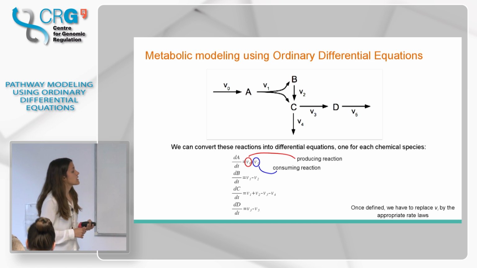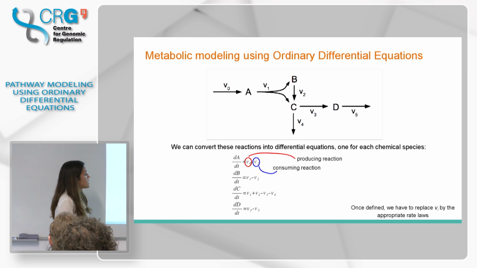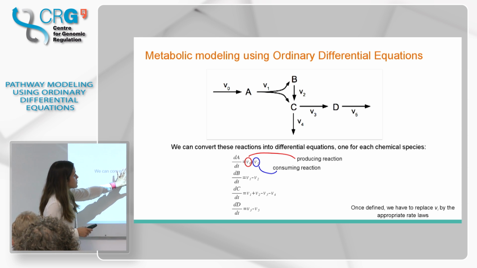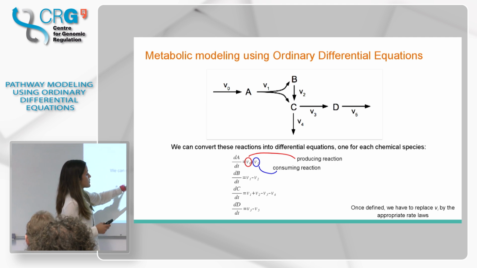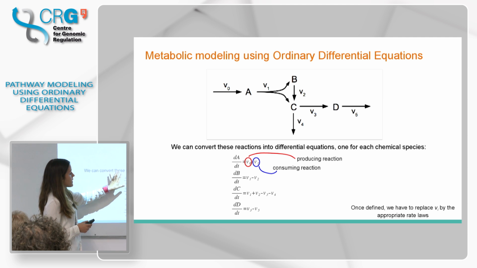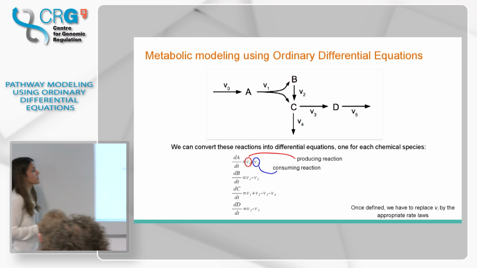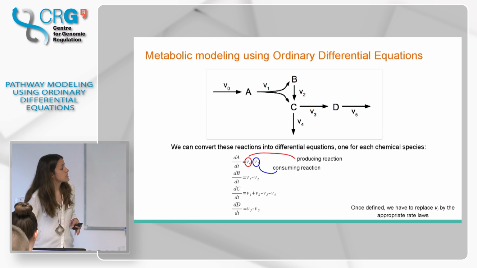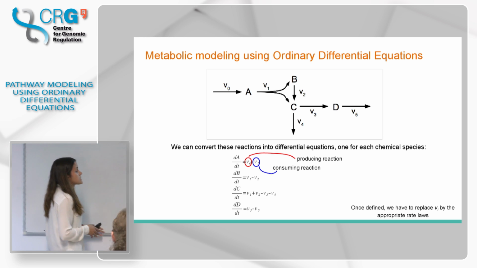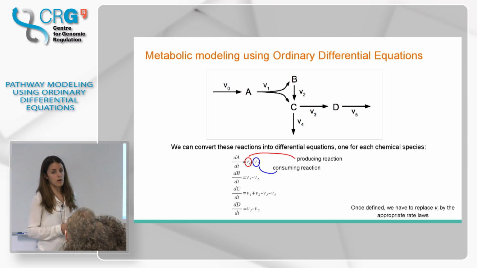We can do this by, as Professor Bas was explaining this morning, writing a differential equation for each of the chemical species in our system. And these differential equations are going to be defined by the producing reactions minus the consuming reactions for each of the chemical species. Once we have all the differential equations written, what we have to do is to replace these reactions by the appropriate rate laws for each of them.